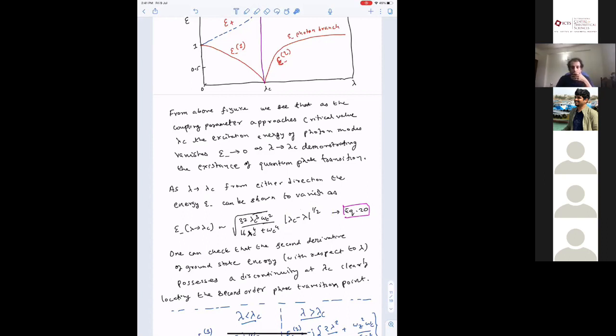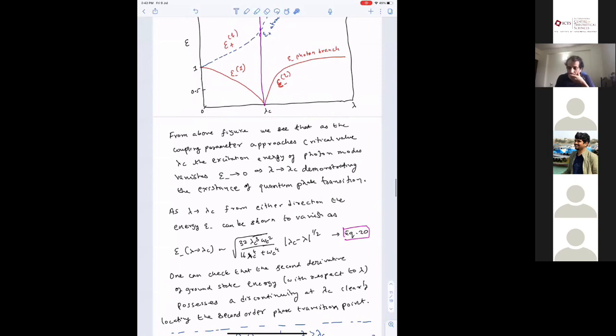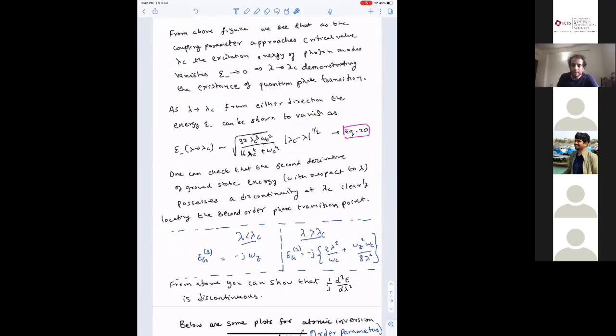When you say the gap closes, are all the other states continuous? If you go back to the original picture, I don't exactly know what happens to all the other states. Away from lambda c, it will be gapped. At lambda c, whether it becomes a continuum, I don't know. Now clearly the gap closes, so it is signaling a phase transition.